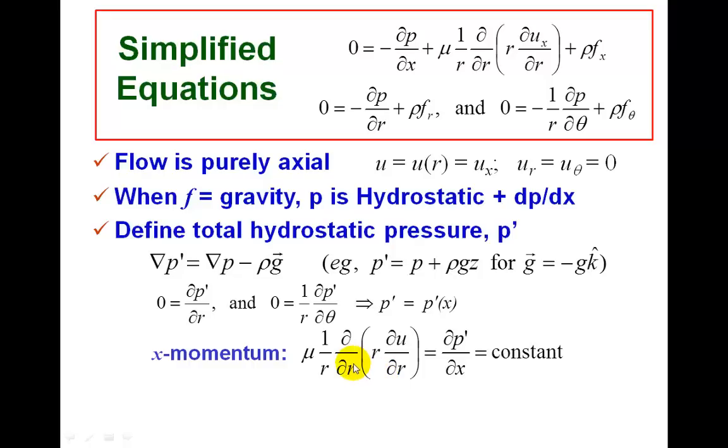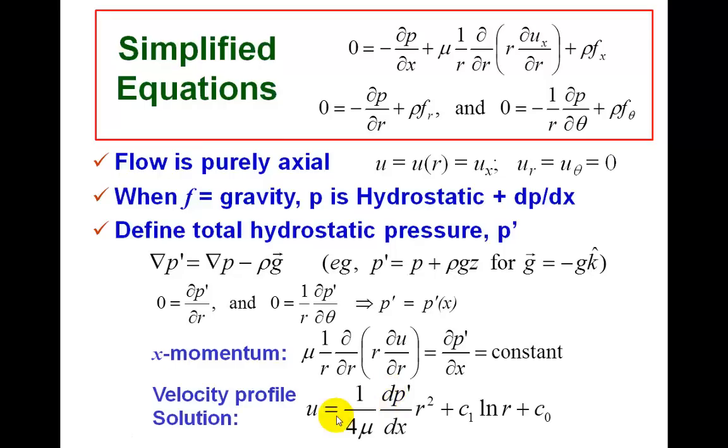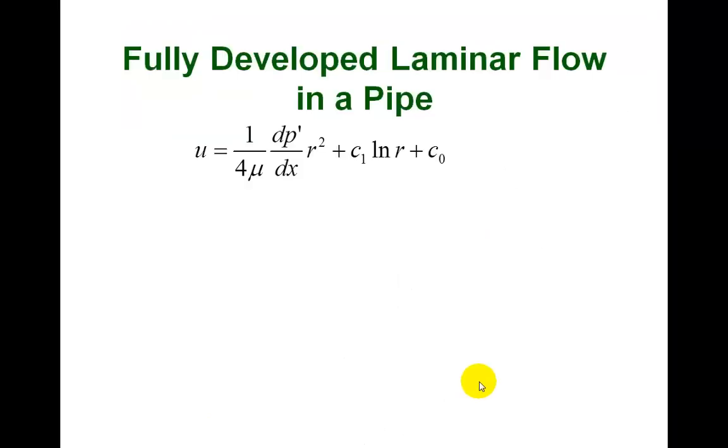At that point we solve this equation, so since this is a constant, we can simply integrate twice with respect to r, and so when we do that we get the general solution that u is 1 over 4 mu dp prime dx times r squared, and then we have two terms with constants. We've got c1 times natural log of r, and we have c0. So why don't you take a moment to verify that that's the case before we continue. So here's our velocity solution.